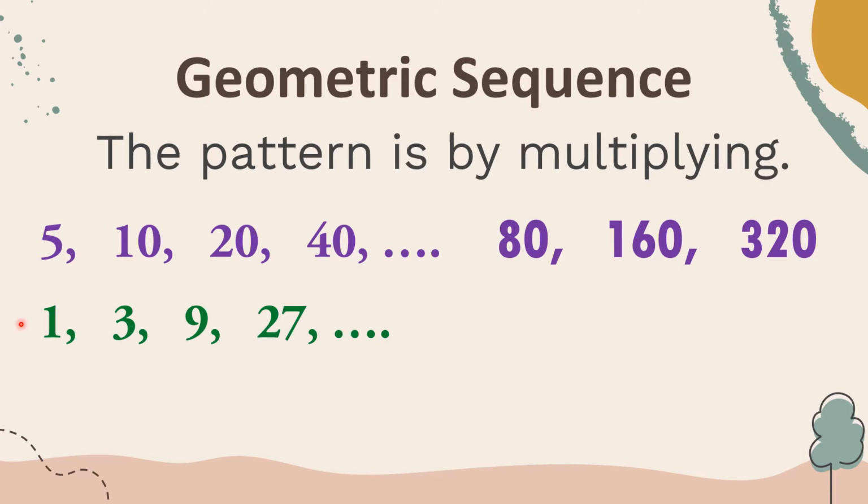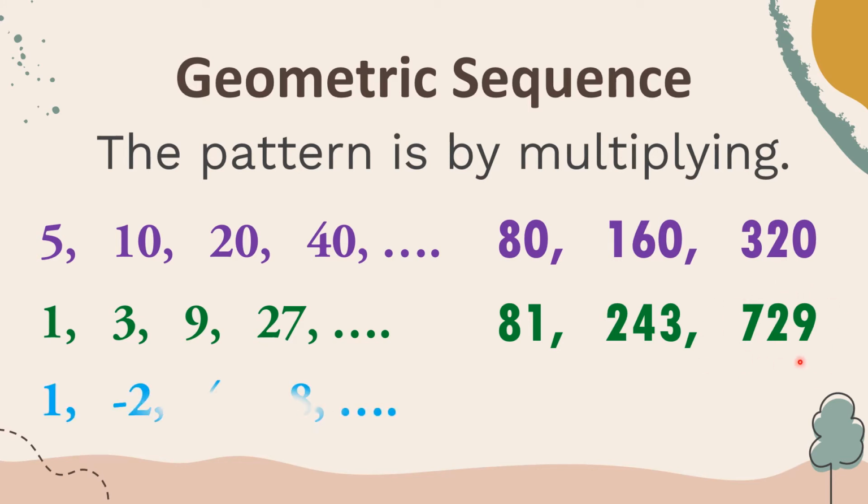Next example, that is 1, 3, 9, and 27. What could be the number to be multiplied in the first term? So 1 times 3, 3. To make it 9, 3 times 3, 9. To make it 27, 9 times 3 is 27. So what could be the next three terms after 27? So 27 times 3, that is 81. 81 times 3, 243. 243 times 3, that is 729.